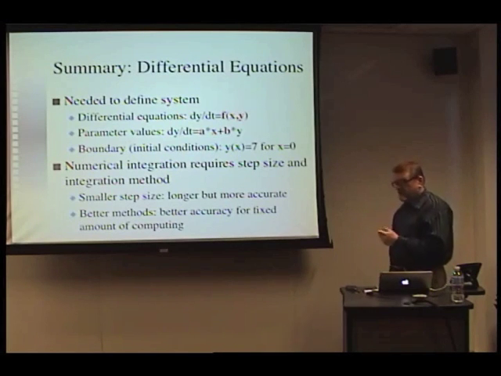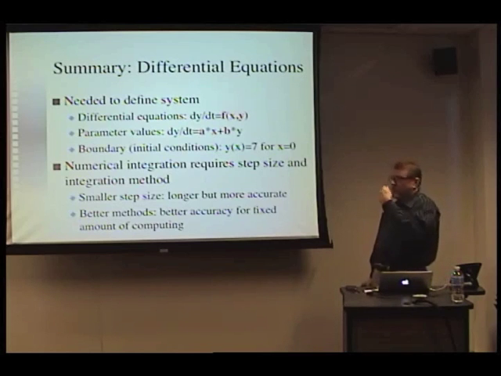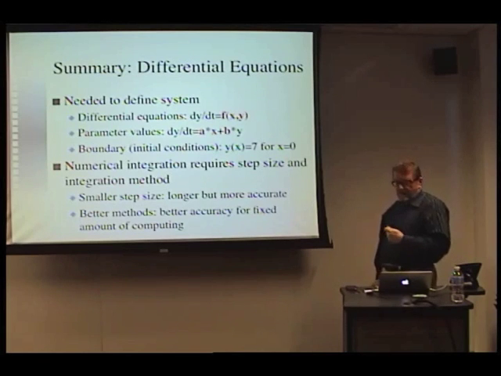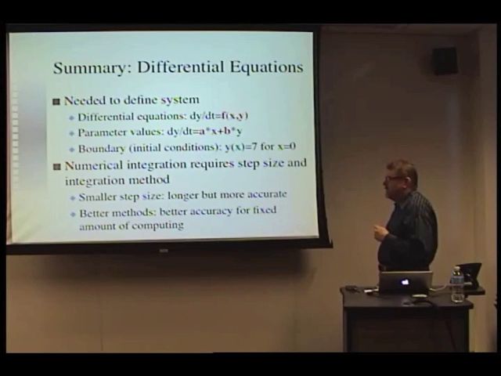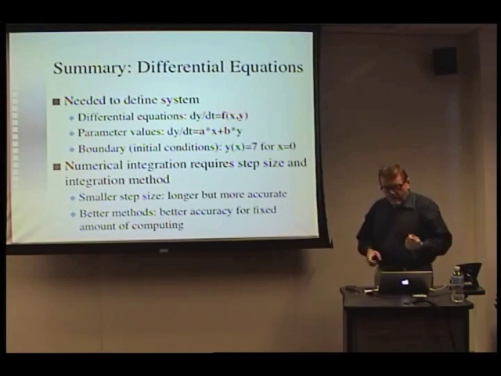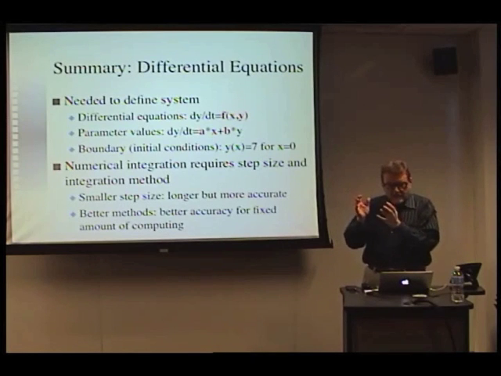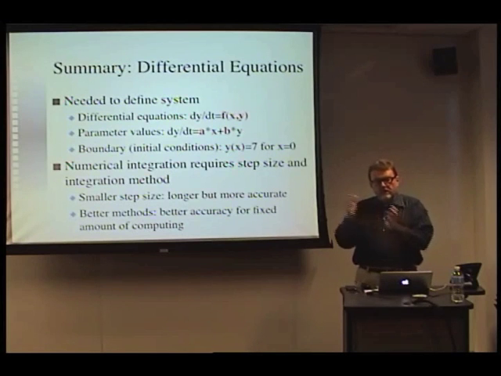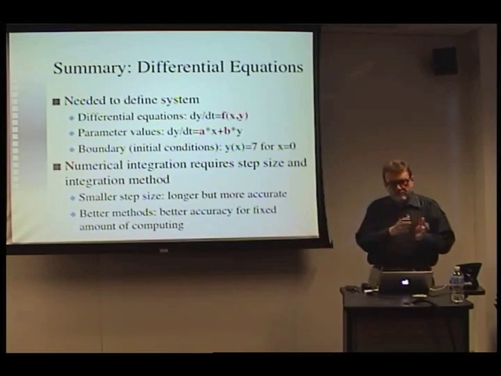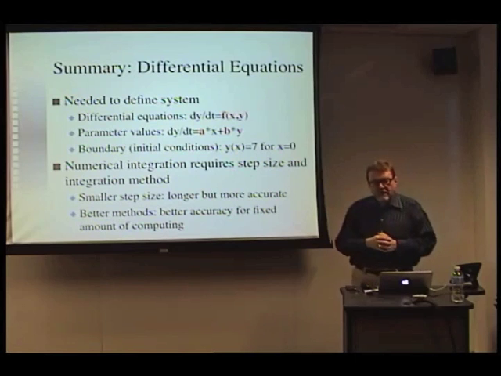But then in addition, we have to choose an integration method, whether it's a simple one like Euler's method or whether it's a more complicated one like one of the Runge-Kutta methods. And we have to choose a step size. And we have this trade-off: smaller step sizes require us to take more steps in order to get to a particular desired point that we need to get to.